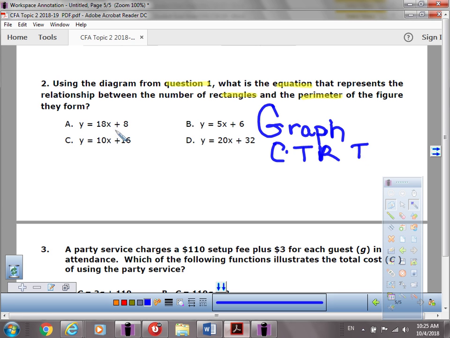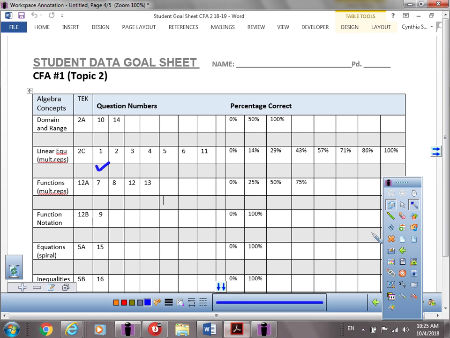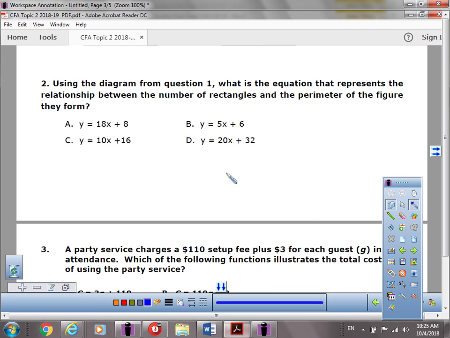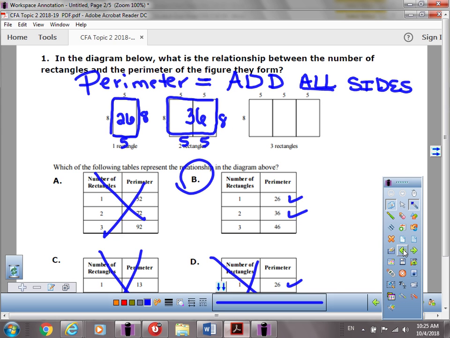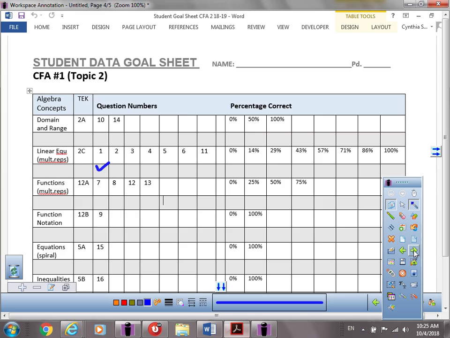So which one of those do you think you got right? Which one is it? I think it was C, right? Because, again, if you go back to the table, if it's C, let's see what table it was. It was this table right here. We're looking for an equation that will give us that table right there.